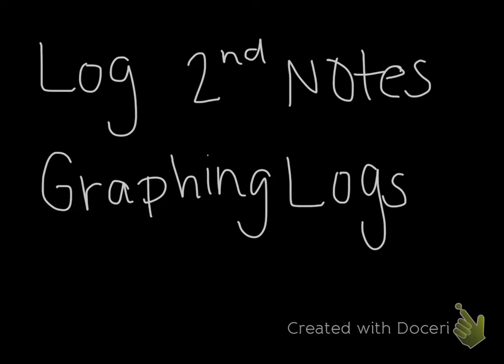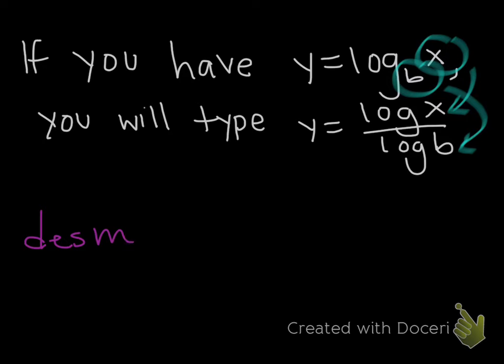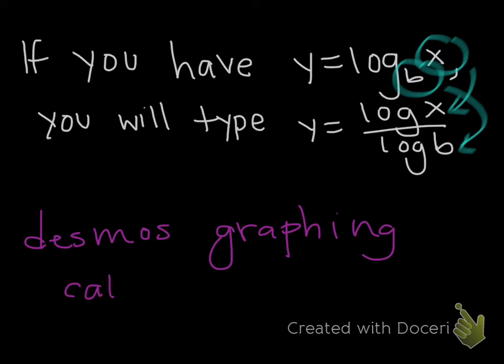Today we're doing the second set of notes on graphing logs, and you'll be utilizing Desmos if you are at home. If you are using the Desmos graphing calculator, the way you have to type this is log x divided by log b. Notice that the x is located here, and that will go first. The b is located at the base spot, and that will go second. The website again is Desmos graphing calculator. If you Google that, the website will show up.